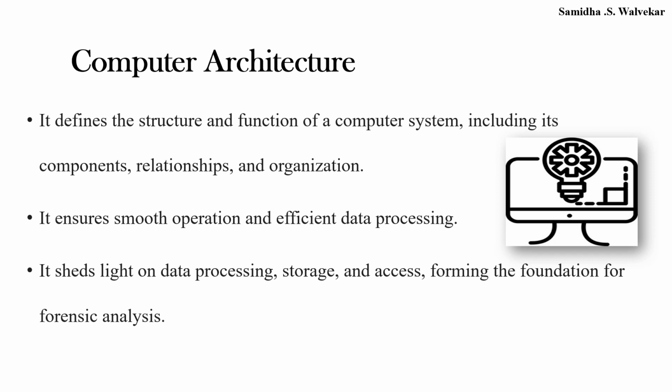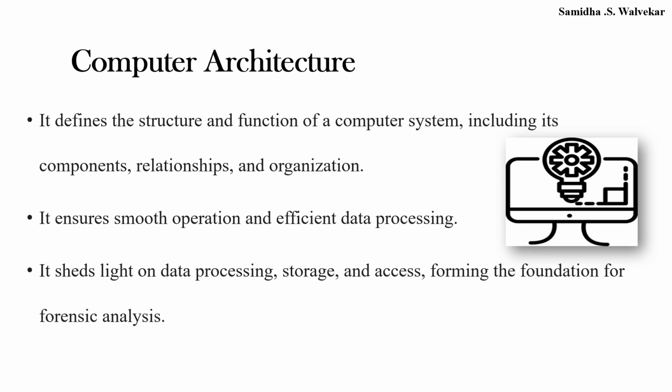It defines the structure and function of a computer system, including its components, relationships, and organization. So basically, computer architecture is like a blueprint for a computer system, which defines its structure, function, and organization. It ensures smooth operation and efficient data processing. In terms of smooth operation, it defines how the hardware components work together to carry out different tasks, like executing instructions and processing data. So it defines how all the components work in sync to carry out different tasks and efficient data processing.